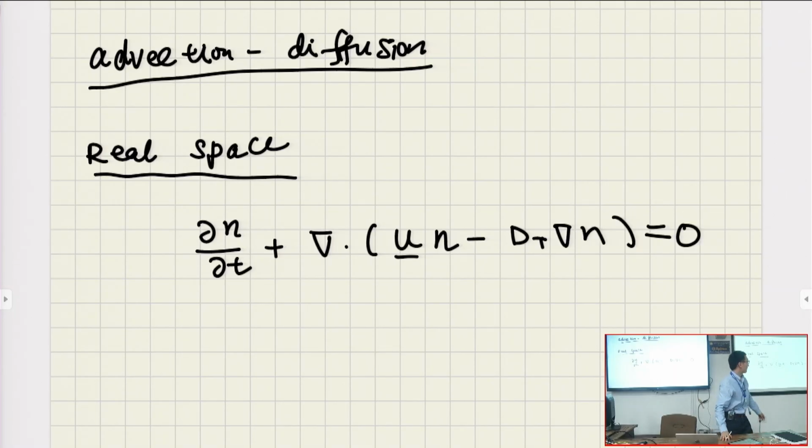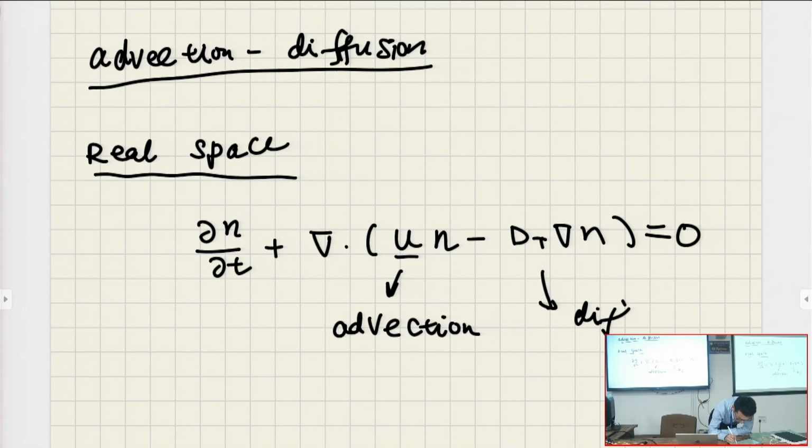So that is an advection diffusion equation. U here is an advective field, for example, a fluid velocity, something like that. So that's advection. Here, that's diffusion. Okay?